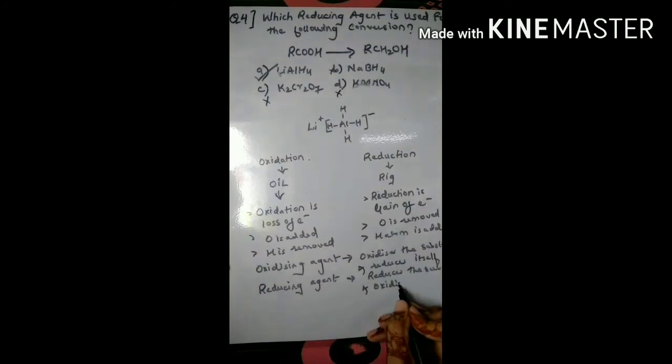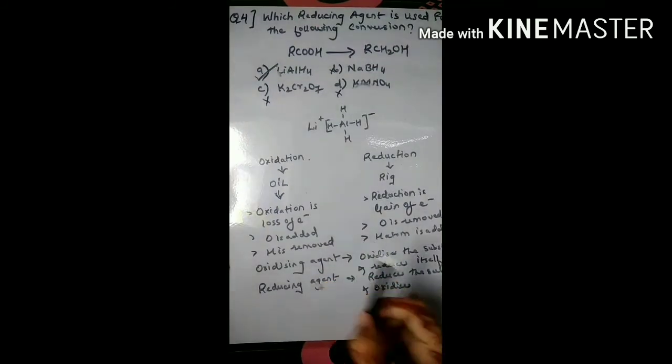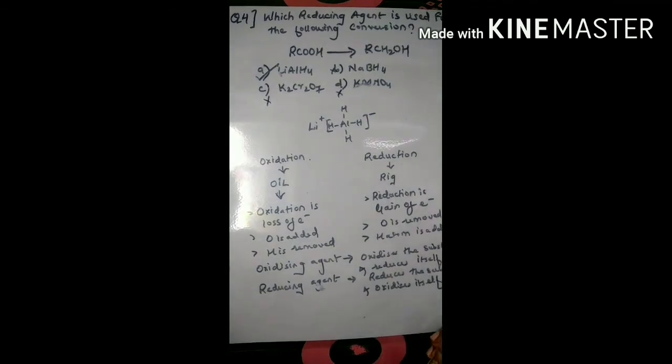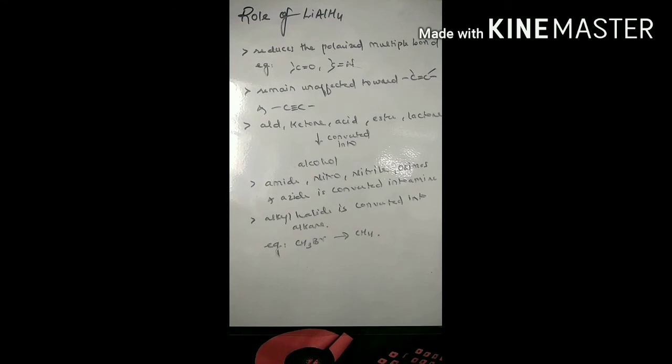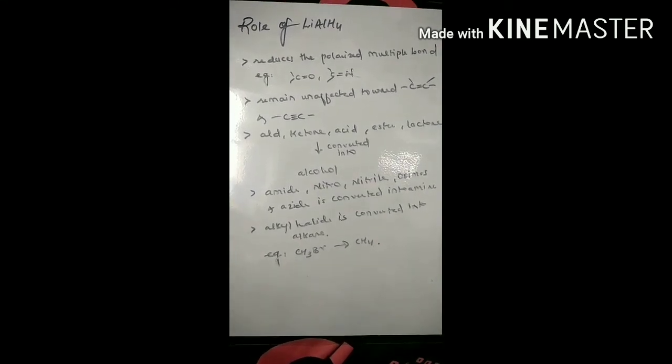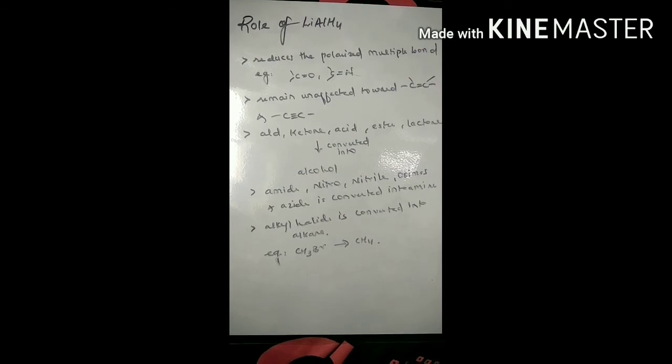And I'm writing here oxidizes itself. So this is the little important things that you need to remember. Here I have written role of lithium aluminum hydride. It reduces the polarized multiple bond. I've mentioned an example. Remains unaffected to a double and a triple bond.